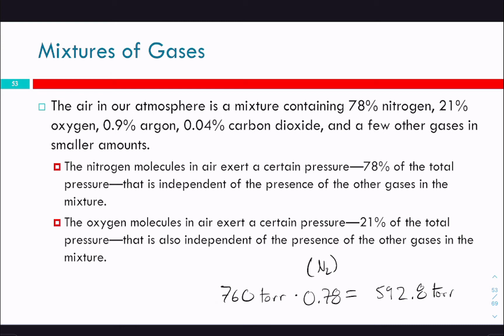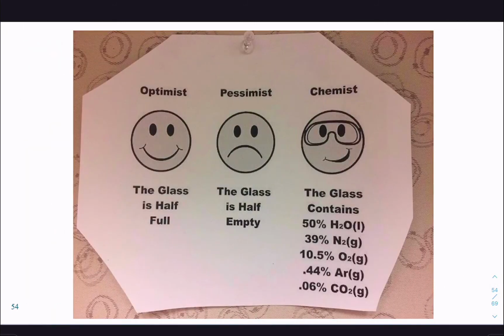And then oxygen molecules are exerting 21% of the total pressure. So, right, glass is half full if you're an optimist, half empty if you're a pessimist. If you're a chemist, it's 50% water, 39% nitrogen, 10.5% oxygen, 0.44% argon, and 0.06% CO2. Because, of course, it's full unless it's somehow in space with water, even then.